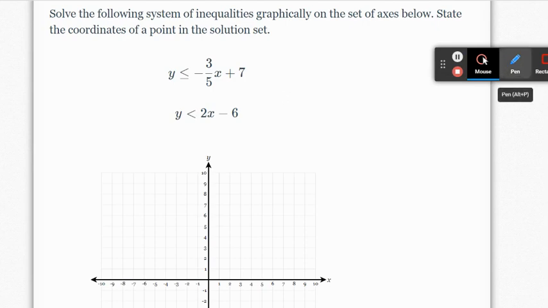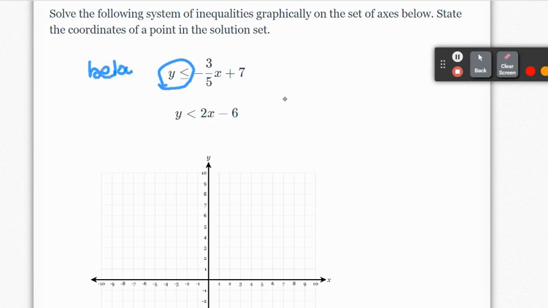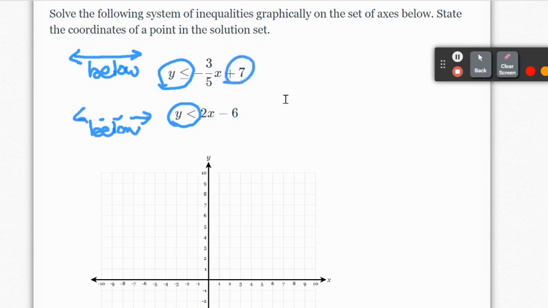All right, one more to solidify. We've got a less than. So this is going to be a shade below scenario with a solid line. So we're shading below a solid line. And then we have to shade below again. And this time it's a dashed line. So we're going to start at 7. And then our rise over run is -3/5. So I'm going to go down 3. 1, 2, 3, right? 1, 2, 3, 4, 5.